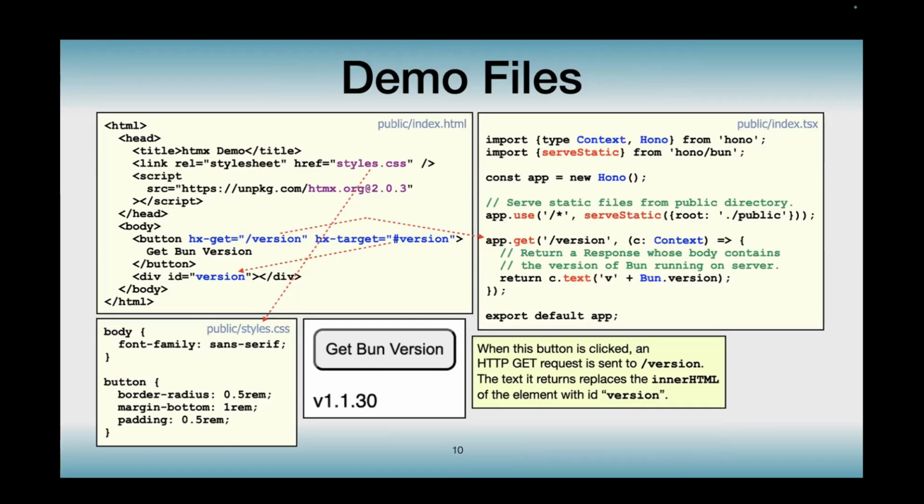So this, I think, is a really nice flow. I can implement that endpoint using any stack I want. Doesn't have to be JavaScript. And all I have to do is specify some attributes on HTML elements to say, what happens when the user interacts with this? In this case, I send a GET request to slash version, and where does the response go? Now, there's a bit more that you can do here, but this is just a very basic example.